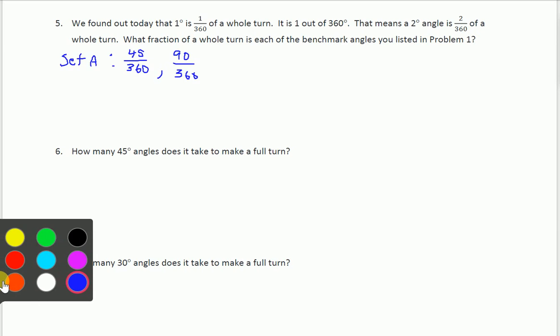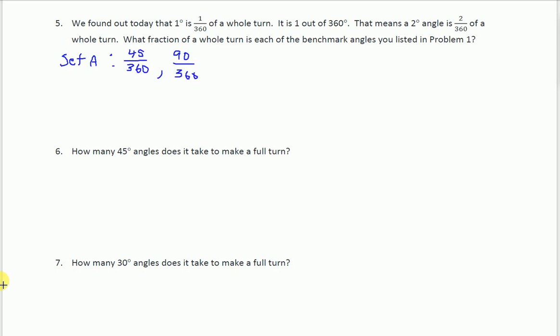And then set B, we go back to problem 1. We started with our 30 degree angles and we went up by 30 degrees. 30 degree turns. So we have 30, 60, 90, all the way until we get to 360/360. So go ahead and pause and finish those lists and then hit play when you're ready.